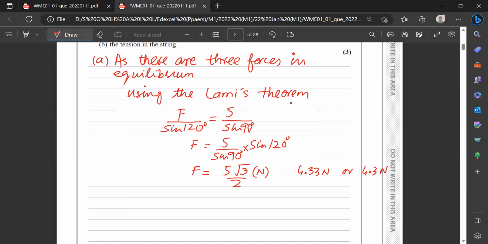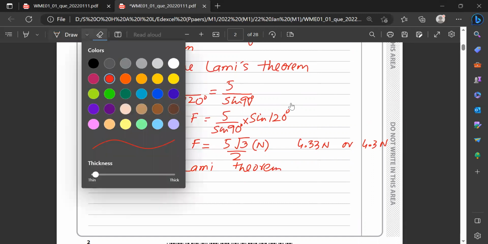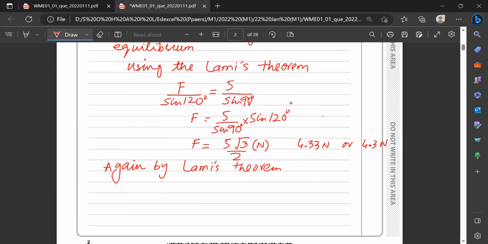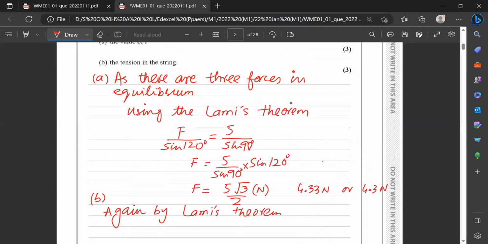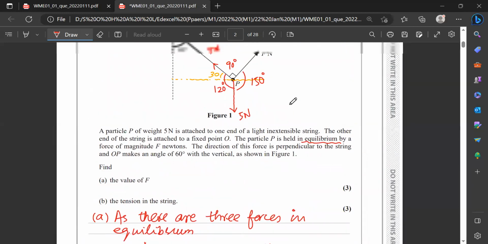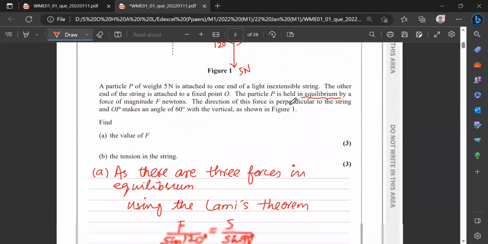This is the Lami's theorem. Again, by Lami's theorem, this is the working for the second part, B. This was part A. So F is there. Next is find T. T over sine of the angle between the other two forces. If we write T, then the other two forces are F and 5, so the angle between them is 150.